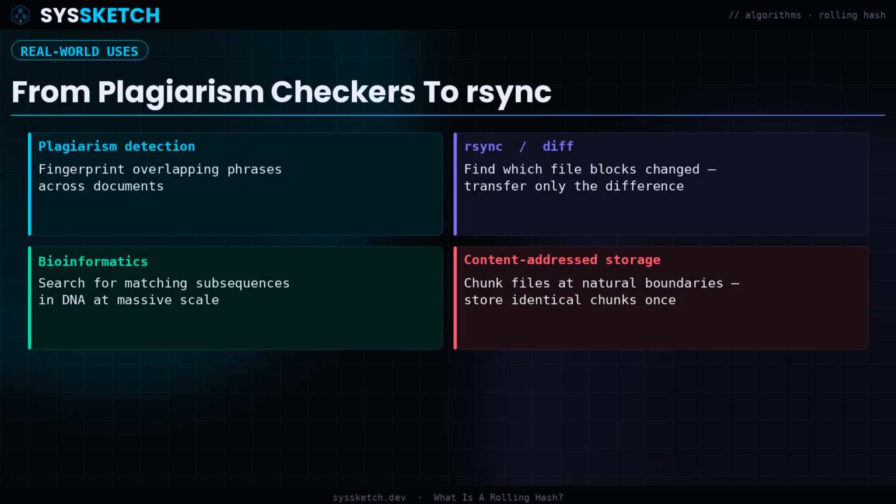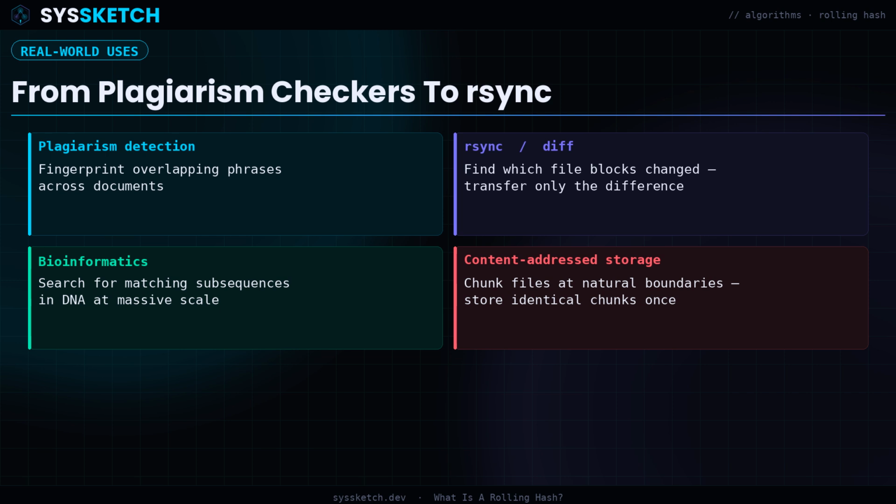Rolling hashes show up everywhere you need to compare chunks of data quickly. Plagiarism detectors use them to fingerprint overlapping phrases across documents. Tools like rsync and diff use rolling hashes to find which blocks of a file changed, so they only transfer the difference. Bioinformatics tools use them to search for matching subsequences in DNA at massive scale.